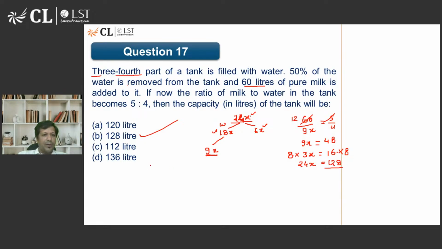Otherwise, if you assume that the initial capacity is 4x, then 3x water is there. So half the tank is empty, so 1.5x is remaining. So you can solve it like this as well. But to avoid this decimal value, instead of taking a multiple of 4, I have taken a multiple of 8.